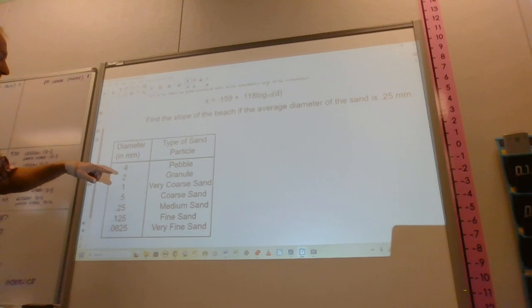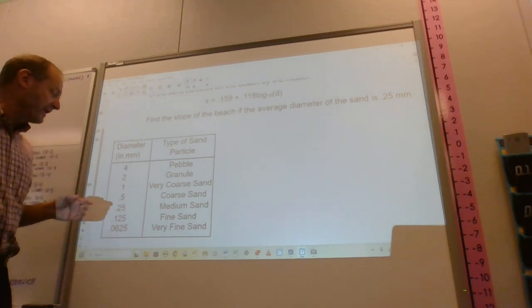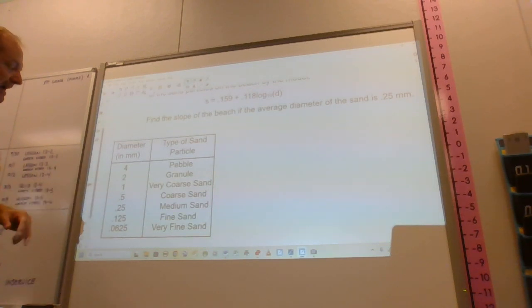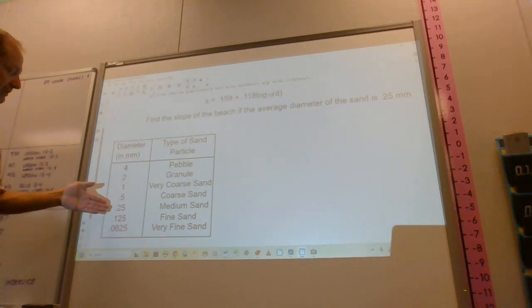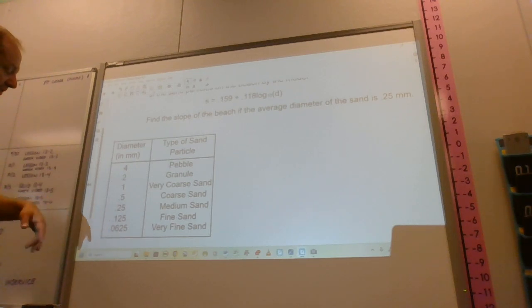And then we have, if it's 4 millimeters, that's considered a pebble. 2 millimeters is a granule. 1 is very coarse sand. 0.5 is coarse sand. 0.25 millimeters is medium sand. 0.125 is fine sand, and 0.0625 is very fine sand.